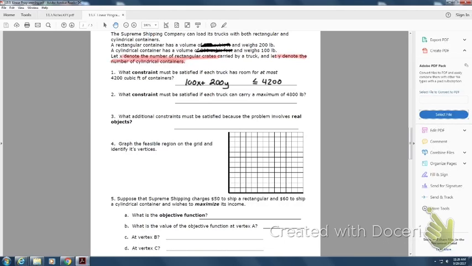The next constraint that has to be satisfied said each truck can carry a maximum of 4,800. Is it okay if it weighs less than that? Is it okay if it is right at 4,800? But it cannot be more than. How much does a rectangular weigh? 200. How much does a cylindrical weigh?